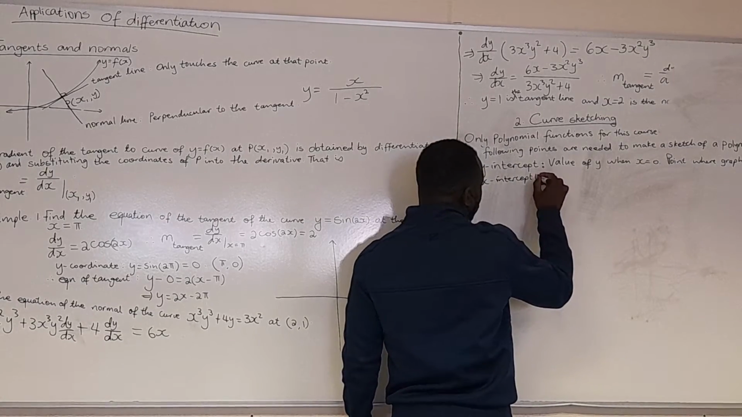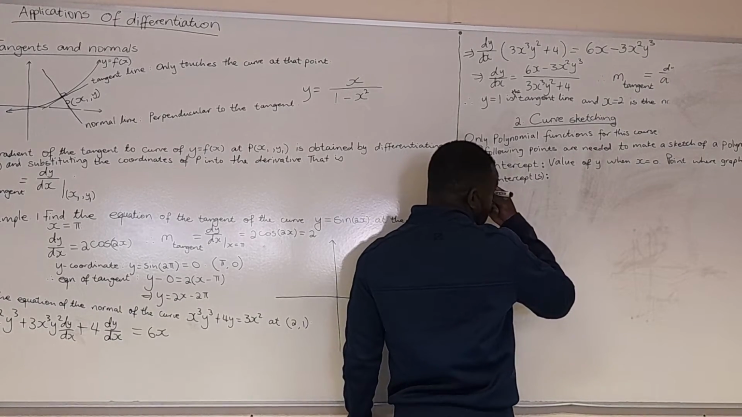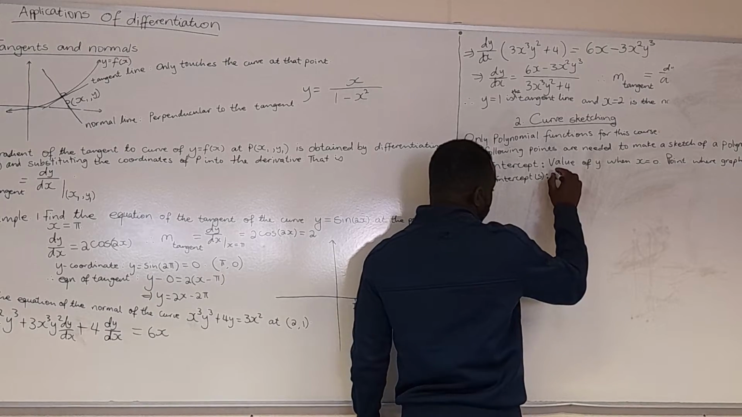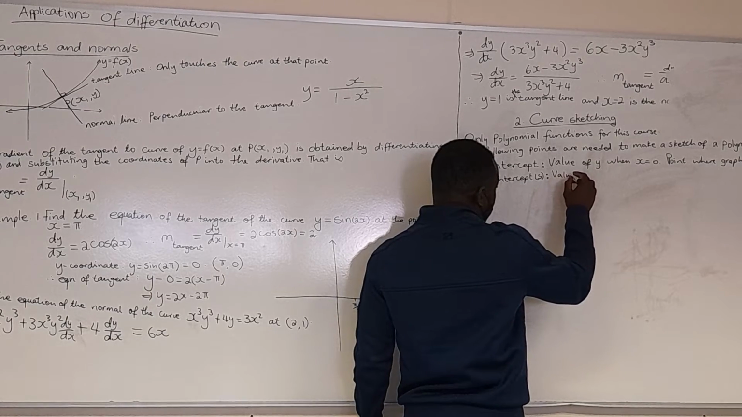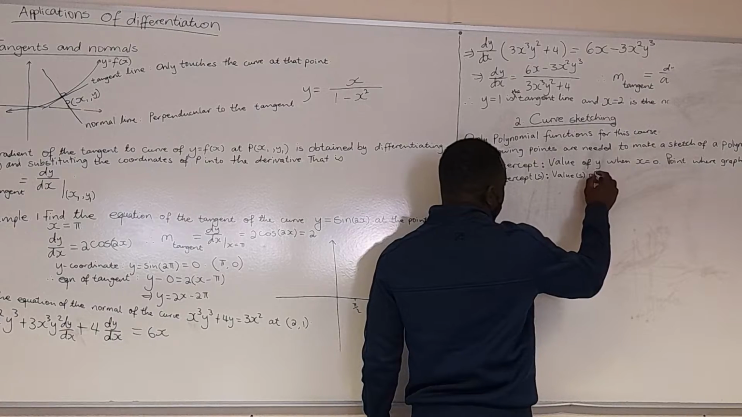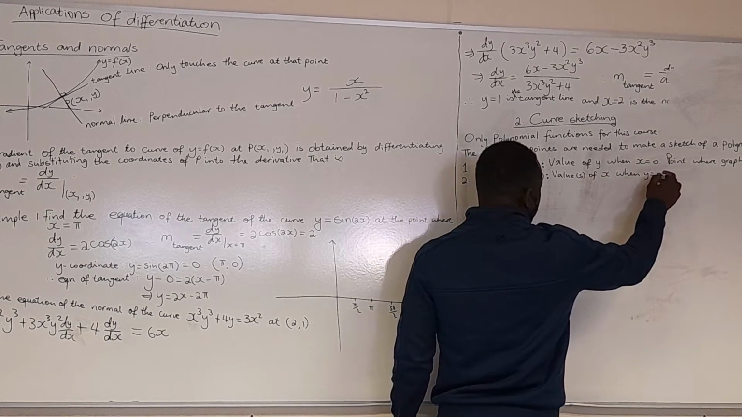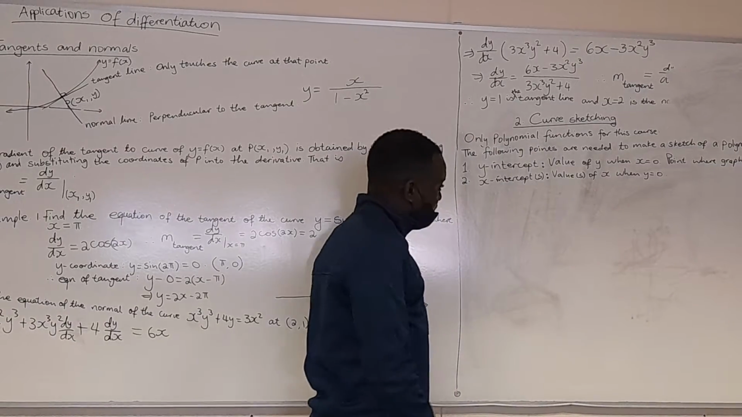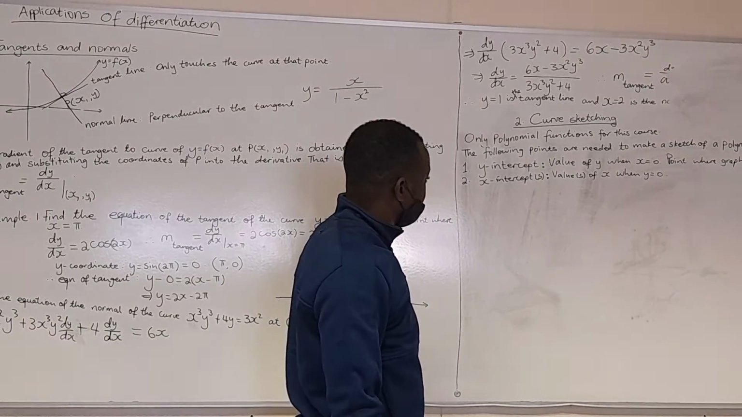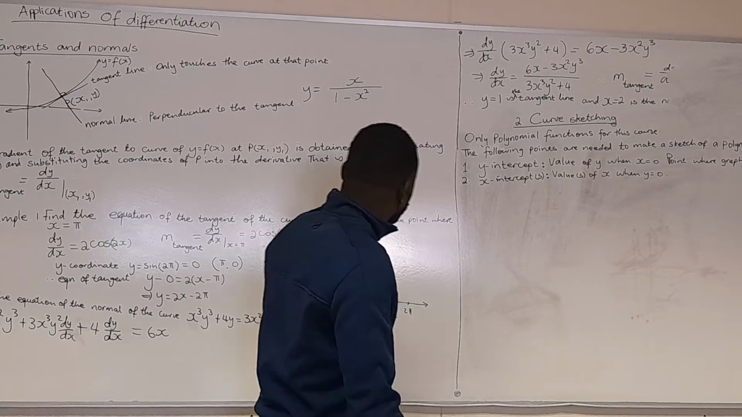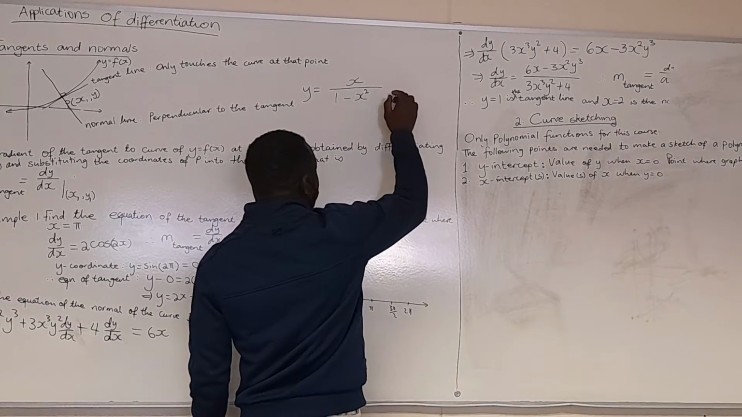The x-intercept can be more than one intercept. So that is the values of x. Obviously that is where the graph cuts the x-axis. Okay, and then let me just ask you something here.